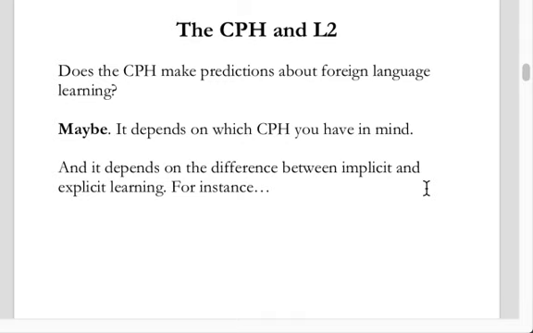Yeah, the question here: does the critical period hypothesis make predictions about foreign language learning? Maybe. It depends on which critical period hypothesis you have in mind, and it depends on the difference between implicit and explicit learning. Right? And this is the point where, if we were doing a live lecture, I would have you count small numbers of objects. In particular, what you would see, hopefully if it worked out right, is that humans seem to have an innate implicit system for counting that extends up to about 7 or 8 objects, and you can instantly just acquire the number of objects in a visual array up to about 7 or so.